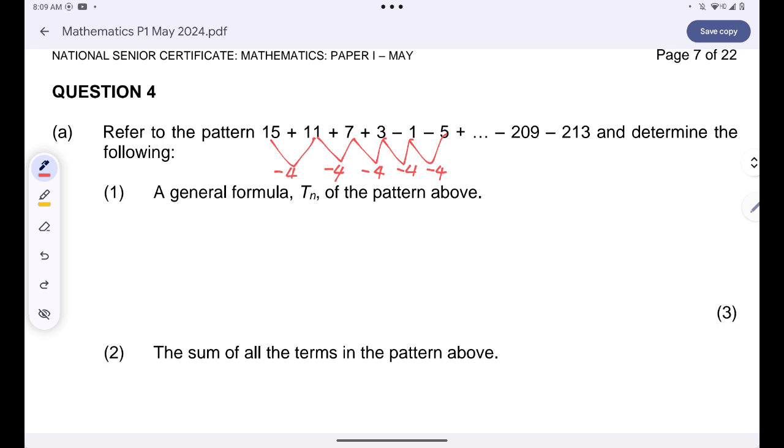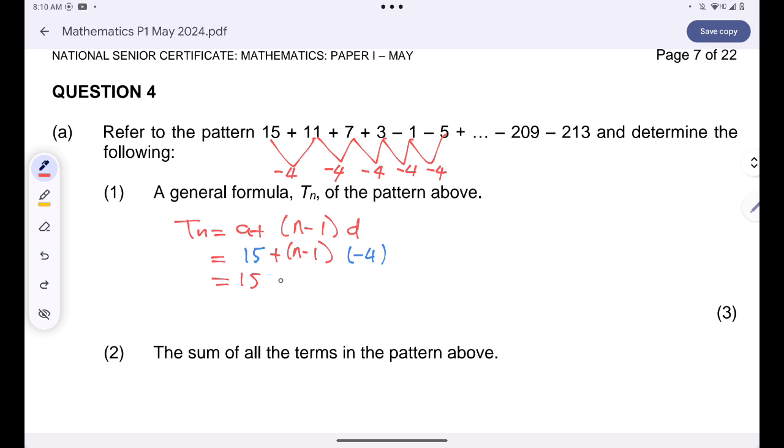Okay, so now they want us to determine the general formula for the pattern above. For us to determine the general formula, we only need two things: the value of the first term and the common difference. We're just going to substitute them in this equation that says Tn is equal to a plus (n minus 1)d. The first term is 15, and the common difference is negative 4. Those are the only two things we need to find the general term.